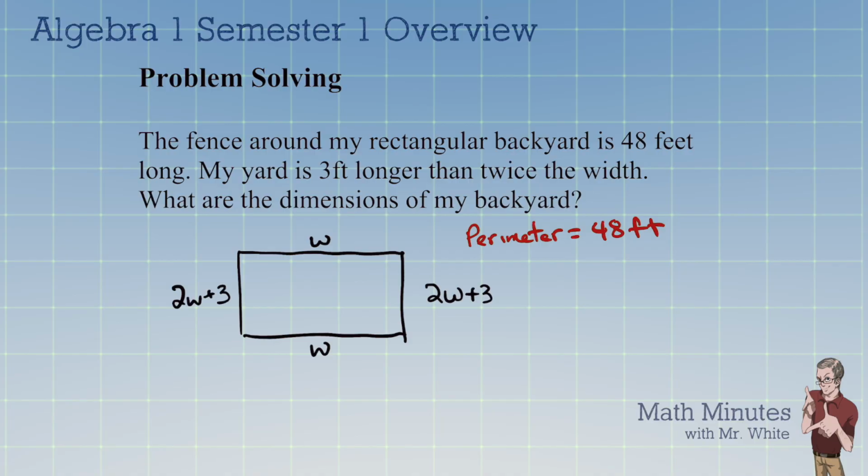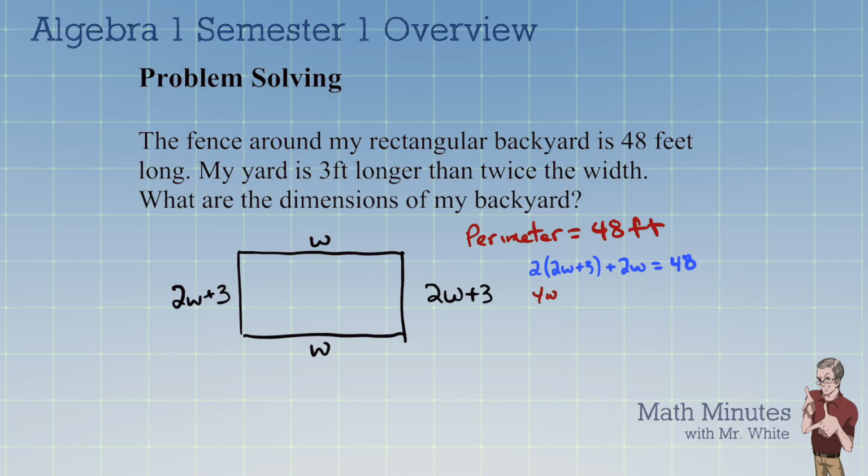rectangle. So how do you find the perimeter? Don't you add up all the sides? So sure. So let's write an equation. We write 2 of these things, the 2W plus 3, plus 2W equals 48. See, we wrote an equation using the information given. So we had two sides, and then we had a bottom and a top that were both W, so that's where the 2W came from.